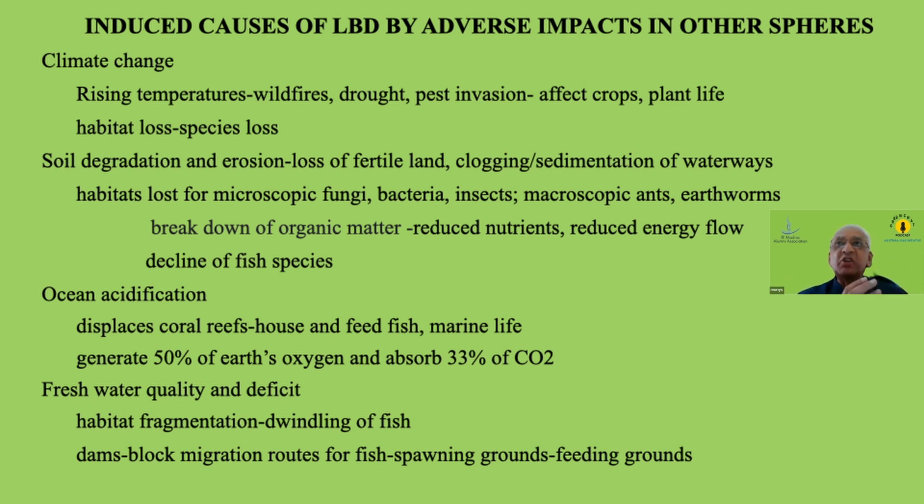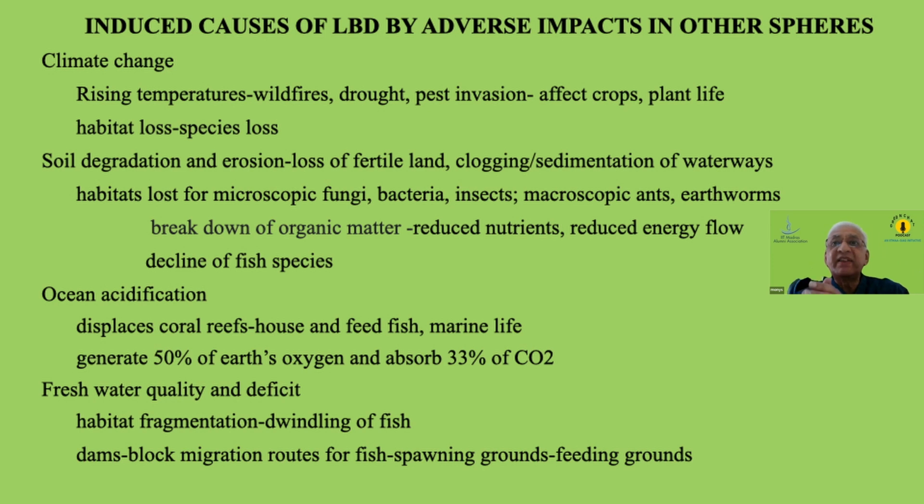So the first thing is climate change. With climate change, you have rising temperatures. Rising temperatures lead to wildfires, drought, and pest invasion. In fact, just last week or this week in France, at a temperature of 40 degrees, they have wildfires. This destroys the crops and affects the plant life. And then the resistance to pests also goes down. Because of the rise in temperature, there's habitat loss, and habitat loss affects species. So consequently, the species get lost. So that is from climate change. Now, you must remember that it's not only climate change that affects loss of biodiversity.